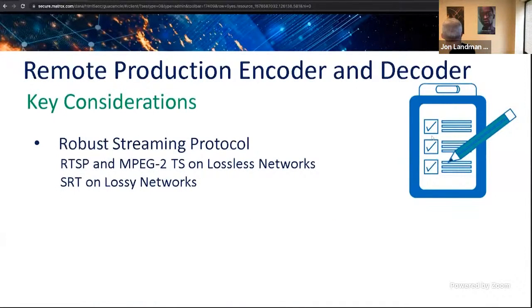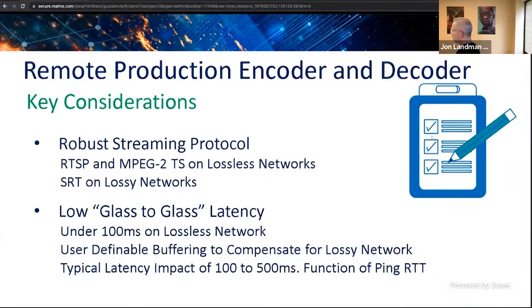Our encoders and decoders are gen lockable. We support RTMP, RTSP, MPEG-2, and SRT. We have measured glass to glass on a lossless network in MPEG-2 at 100 milliseconds. Obviously, when you go over a lossy network, you have to put in redundancies with packet transfers, so you would have to adjust the round trip time for SRT, which, as we all know, is an open standard protocol. So you're looking at anywhere between 100 to 500 milliseconds.